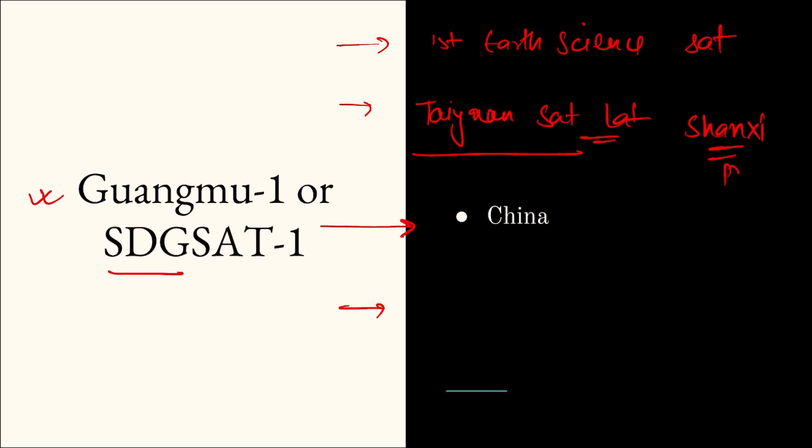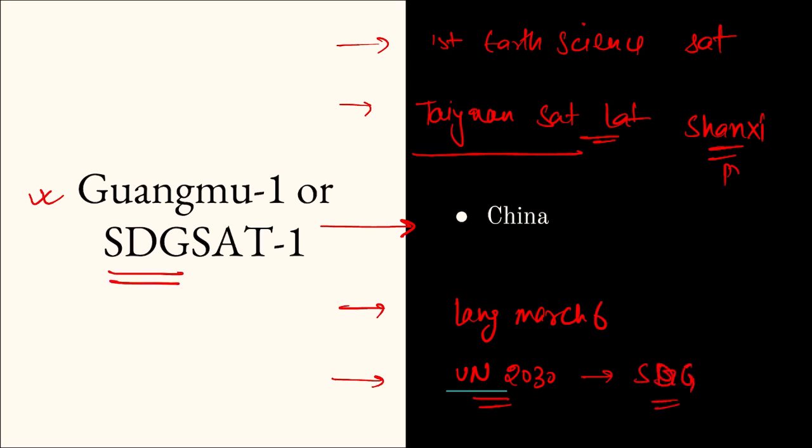The rocket that was used to launch this was Long March 6 carrier rocket. Alright, also remember, this is the first satellite in the world that has been customized according to the UN 2030 agenda. Alright, that is based on the various sustainable development goals. So that is the reason Sustainable Development Goals Satellite 1, that is based on the United Nations 2030 agenda, built by China. That is also the first Earth science satellite.